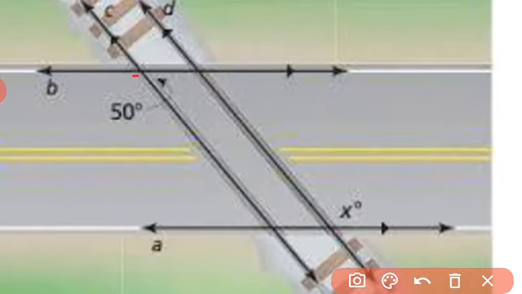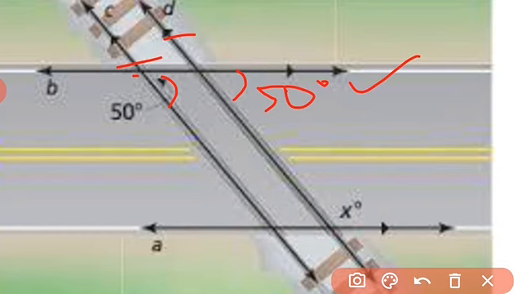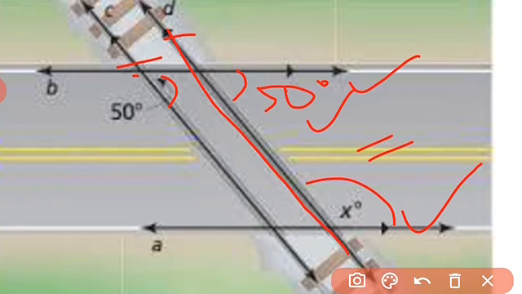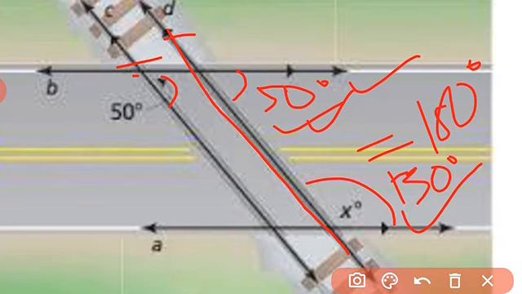When C and D are parallel, B is a transversal, so this angle and this angle are equal. When A and B are parallel, D is a transversal, so this angle and this angle will be supplementary. So if this is 50 degrees, this will be equal to 130 degree.